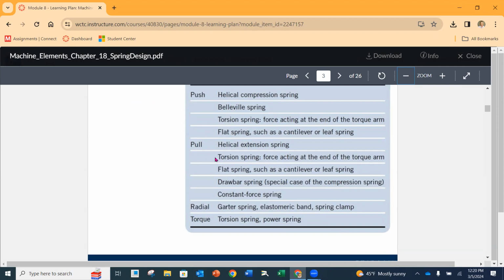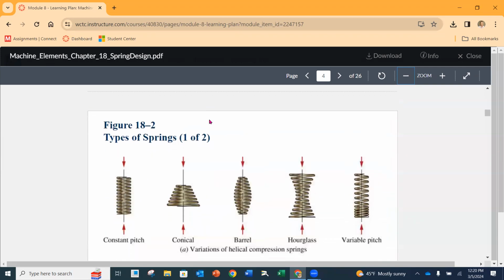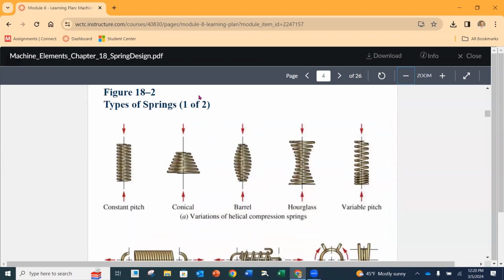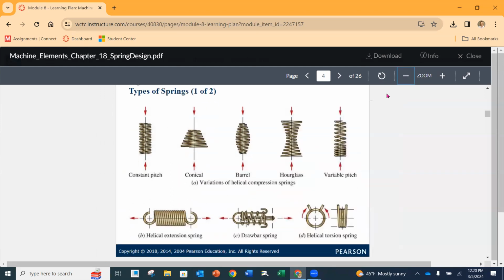Now, instead of looking just at a list here, if we look on the next page, this is figure 18.2 in your book, and this is going to be found on page 658. And this starts to look at the physical characteristics and what each one of the springs looks like.